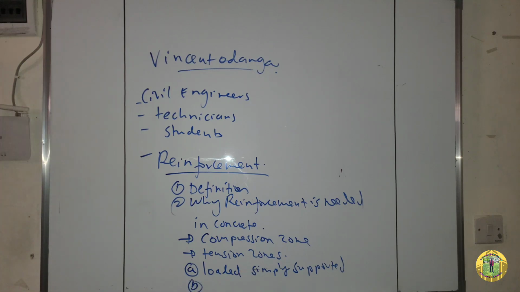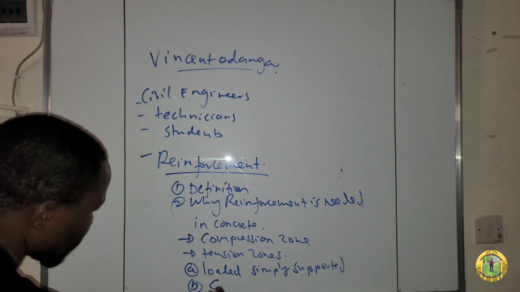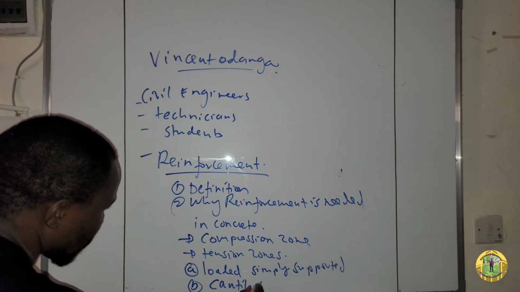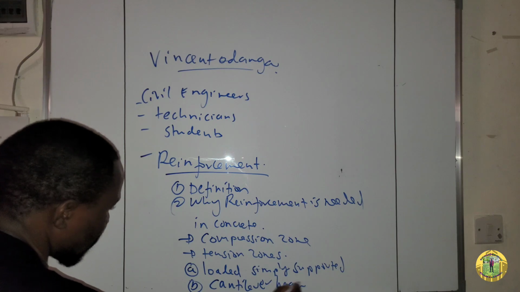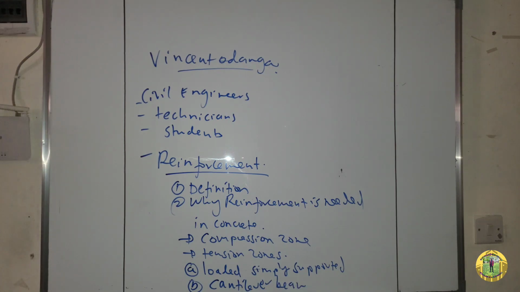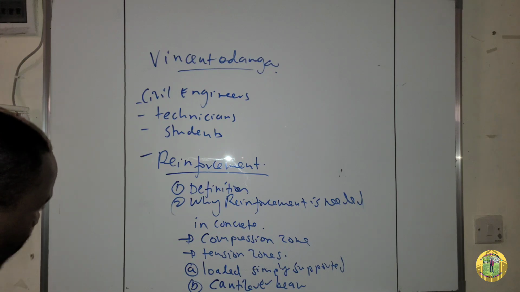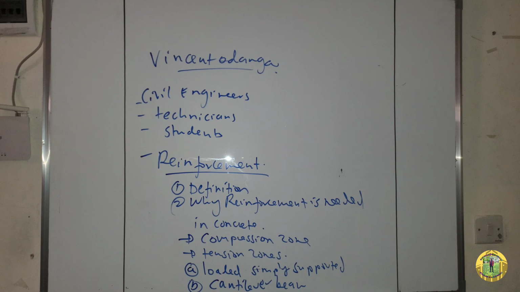Number B, I will talk about the cantilever beam, the cantilever type of beam, and I will also draw a compression zone and tension zone for this cantilever beam, and I will show you where the reinforcement is needed in this beam, whether in the top of that beam or in the bottom. And then the last one will be a continuous beam.